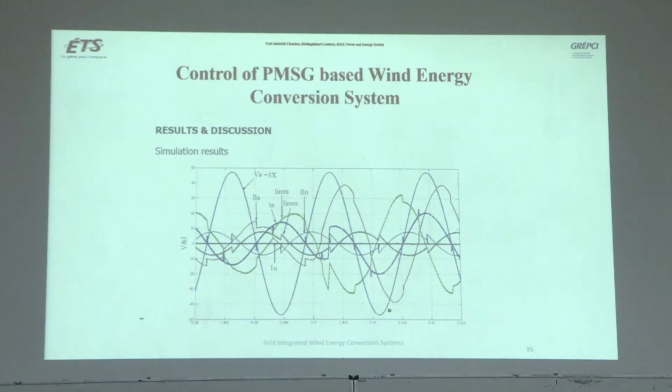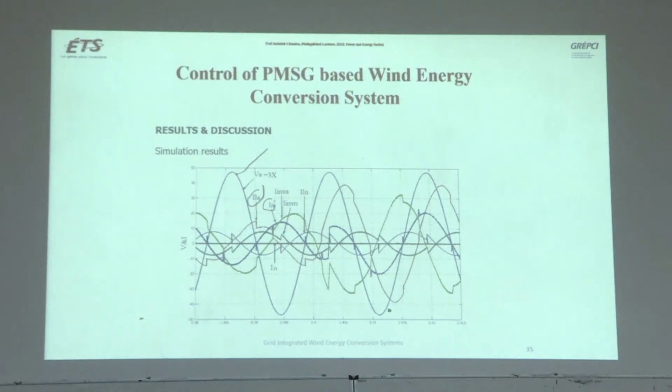See this very interesting result. This blue is the grid voltage, and ILA, the red one, is the phase A of the load current.